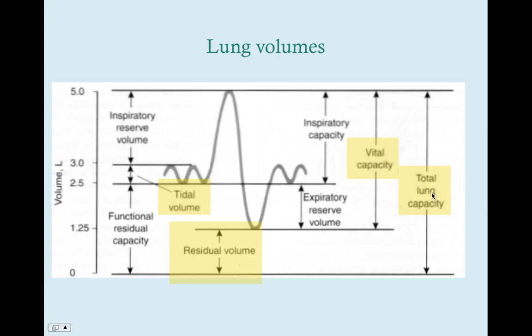Okay? So the total lung capacity, the vital capacity, the residual volume, and the tidal volume, which remember is the amount of volume that you take in a normal breath, those are going to be 4 important values to remember. These other values, the inspiratory reserve volume, inspiratory capacity, expiratory reserve volume, functional residual capacity, those are good to remember, but these 4 that I highlight in yellow are important to know the definition of what they are.